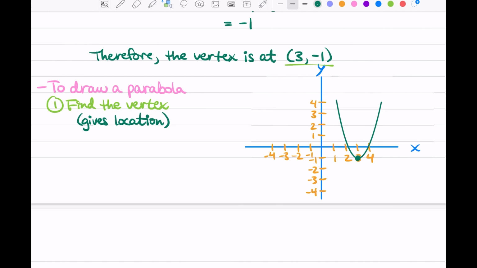So now we know the location of the parabola, but we don't know how wide it is. It could be really wide. It could be really narrow. So that's where step 2 comes in. To find the shape of the parabola, we can plot points on each side of the vertex.